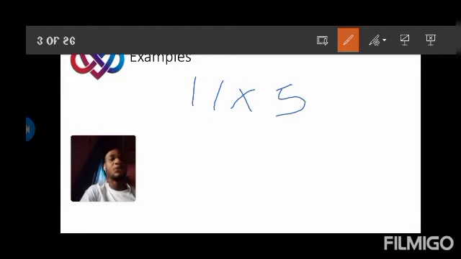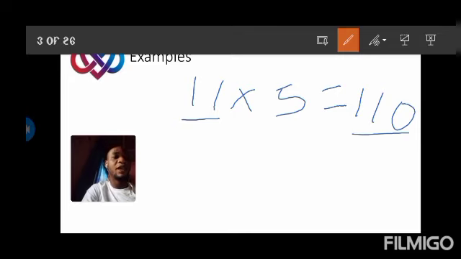Let's take further examples. Let's pick another number, a two-digit number. Let's say we have 11 multiplied by 5. What are we going to do in this case? It's as simple as that. Our law says we add 0 to the back of this number, to have 110.